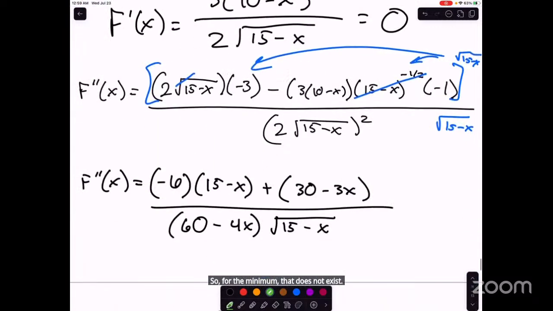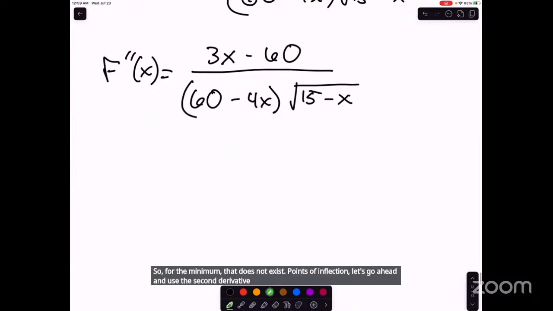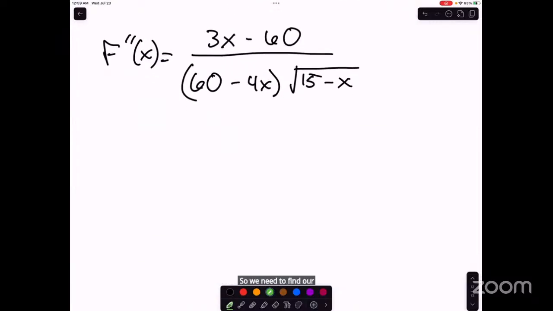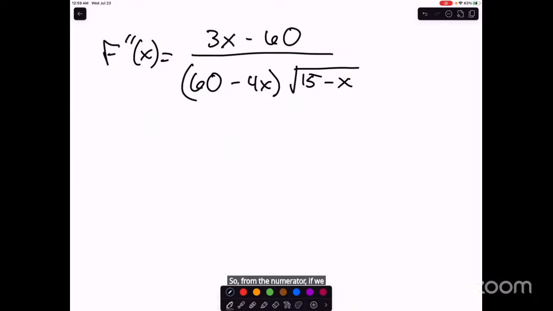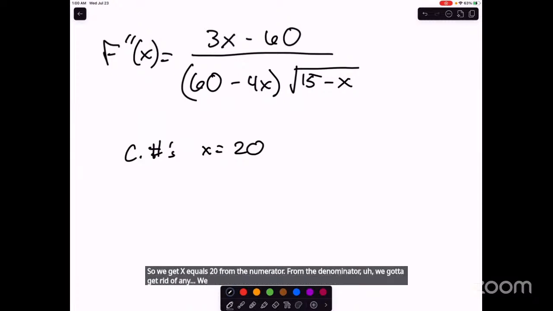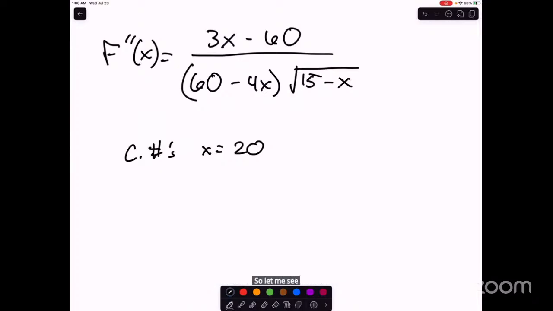Points of inflection, let's go ahead and use the second derivative. So we need to find our critical values here. That's going to be the x's that make this either 0 or undefined. From the numerator, if we set that to 0 and solve, what is that, 20? So we get x equals 20 from the numerator. From the denominator, we have to consider any x that makes the denominator 0. So let me see, add and divide, I guess it's 20 as well, right?